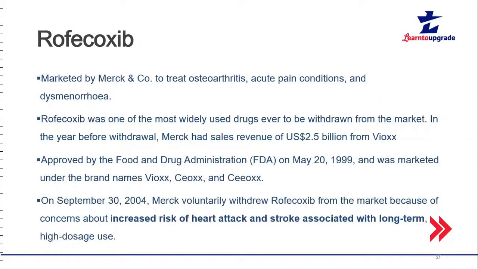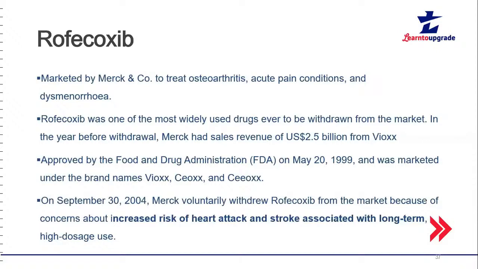Another good example is rofecoxib. Rofecoxib is another very important product. Merck company, one of the best products which Merck ever took out in the market, with a very good hope that it would sell like anything, like it actually did in the first 4 or 5 years. It really earned a lot of business from the US market, and it was sold for osteoarthritis, acute pain conditions, and dysmenorrhea. A widely used product at that time.